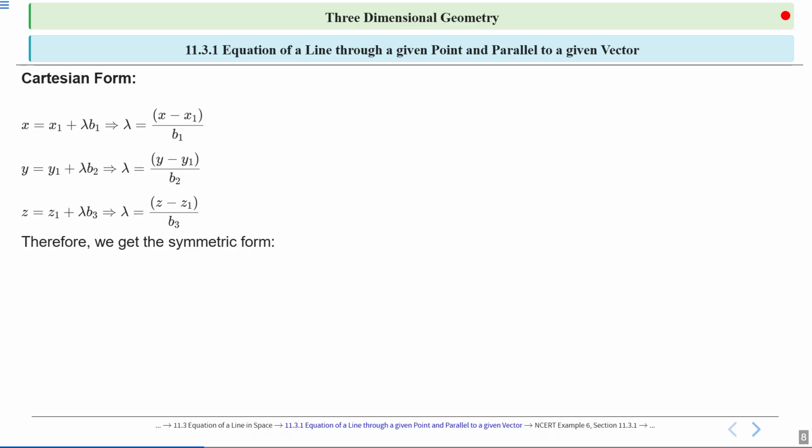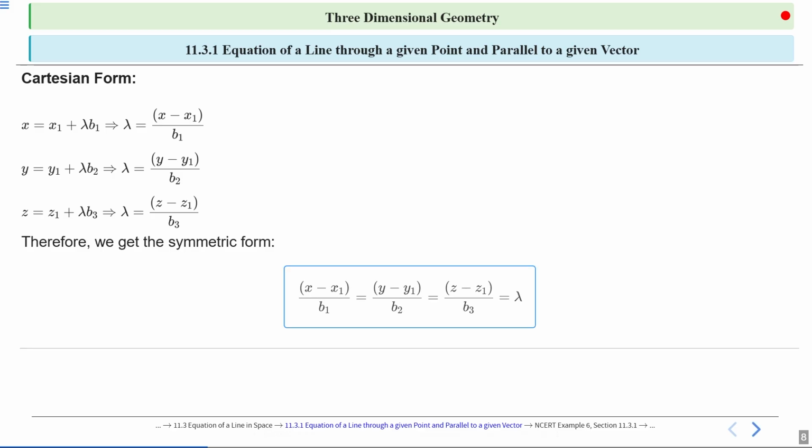Since lambda is the same in all three equations, we can set the expressions equal to each other. So this leads us to the symmetric form of the line, which combines all three coordinates into a single equation. Therefore we get the symmetric form (x minus x1) divided by b1 equals (y minus y1) divided by b2 equals (z minus z1) divided by b3 equals lambda. So this is the Cartesian form of a line through a given point and parallel to a given vector.